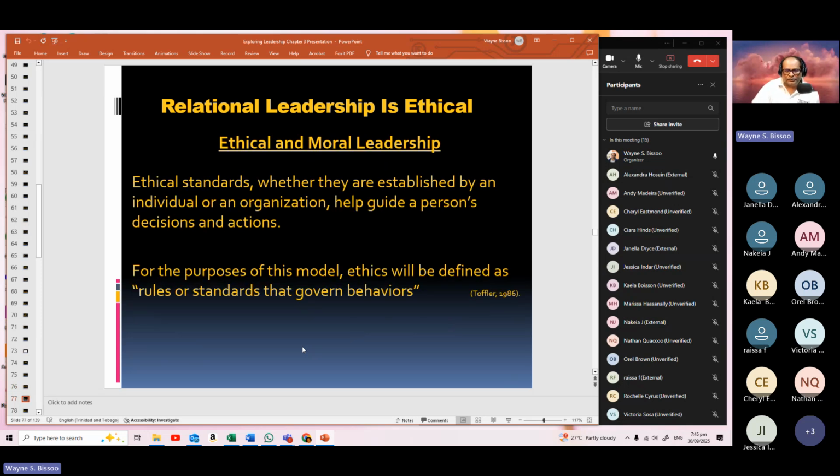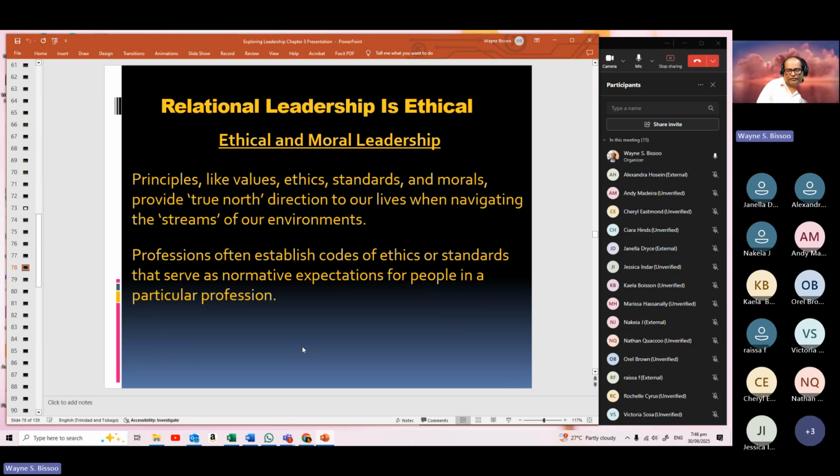Ethical standards, whether they are established by an individual or an organization, help guide persons in their decision-making processes. So, for our purposes, the model will define ethics as rules or standards that govern behavior. All right, so that's what we're going to be looking at. What are those rules and standards that govern our behavior, and where did they come from?